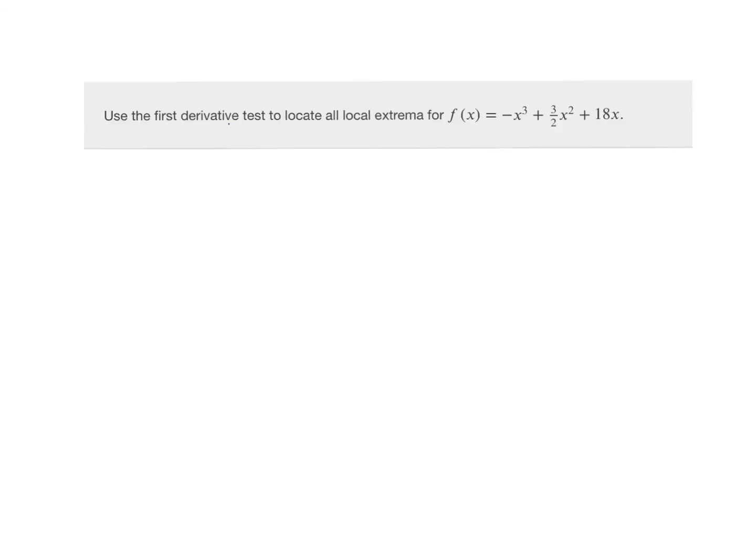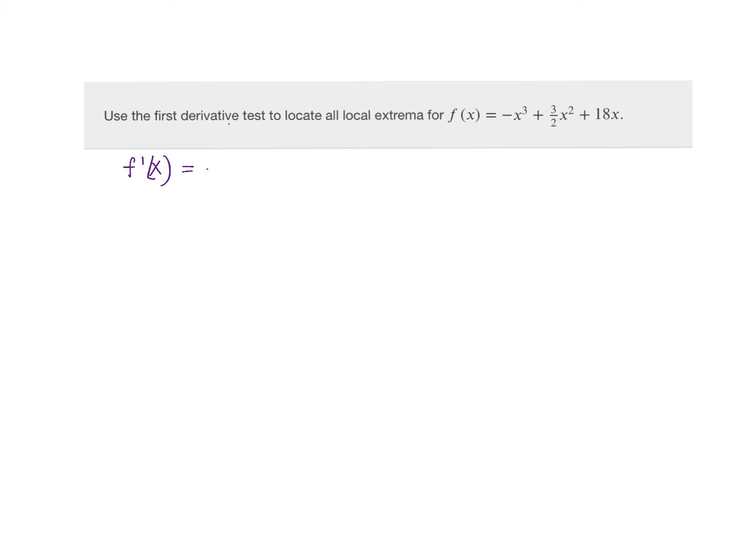So here's our example. We have f of x is equal to negative x cubed plus 3/2 x squared plus 18x. And the first derivative test tells us that we need to, first of all, determine the critical points. And to determine the critical points, recall that we need to take the derivative and find out the places where the derivative is equal to 0 and where it's undefined.